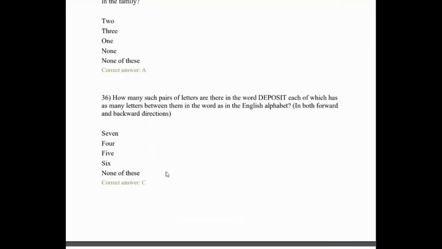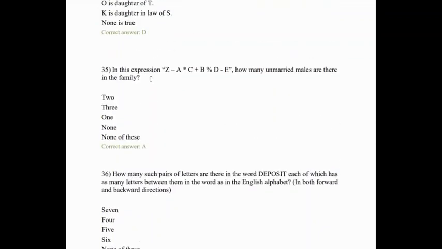Next, the 36th question. This is a single question. Till now, till 35, we could see that based on one question, there were 5 sub questions. But now there is only one question. Okay. So how many such pairs of letters are there in the word DEPOSIT, each of which has as many letters between them in the word as in the English alphabet? See, I'll explain this to you.